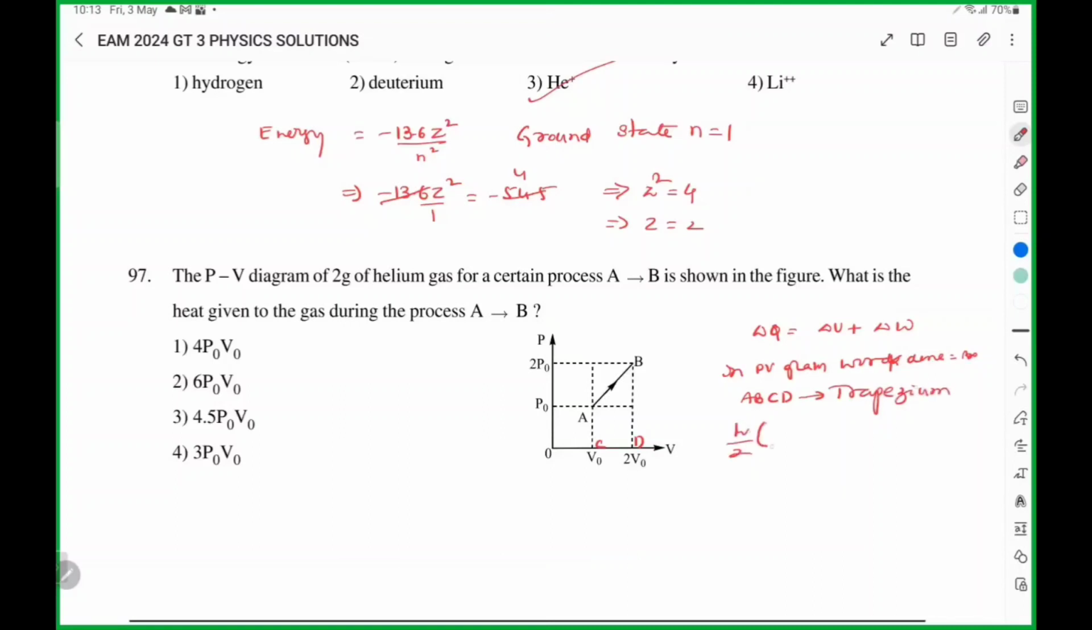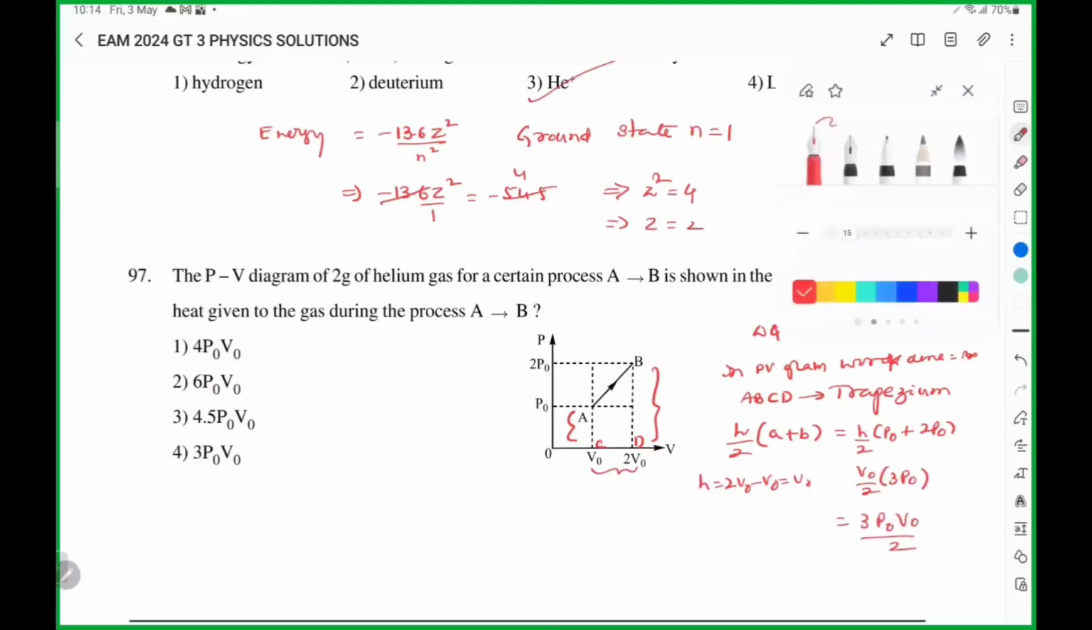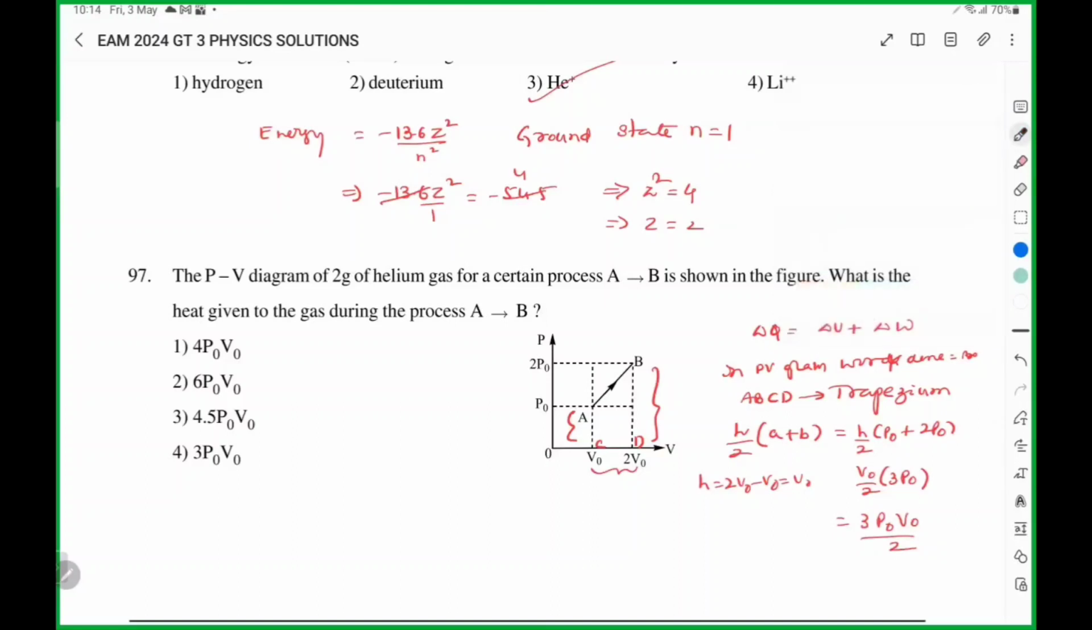Formula is H by 2 into A plus B. A means parallel sides. Along y-axis pressure is there, P naught. B means this is 2P naught. H means distance between them. So here it is V naught by 2 into 3P naught, 3P naught V naught by 2. So we got work done.